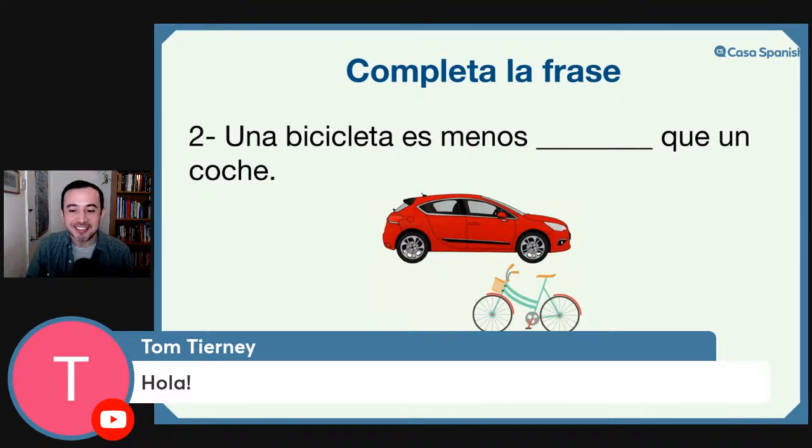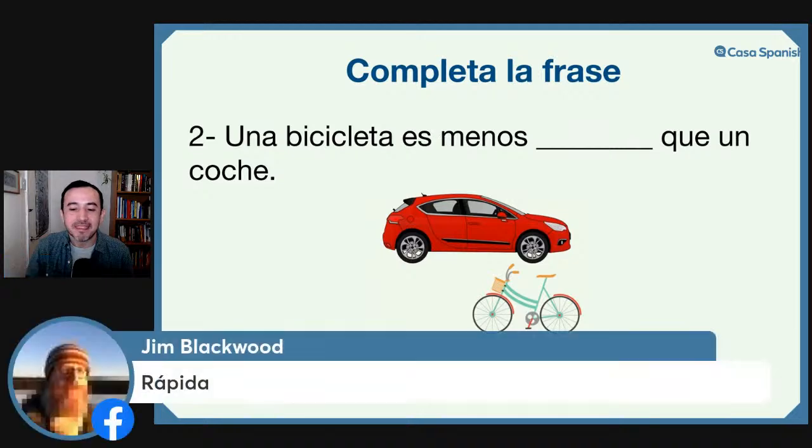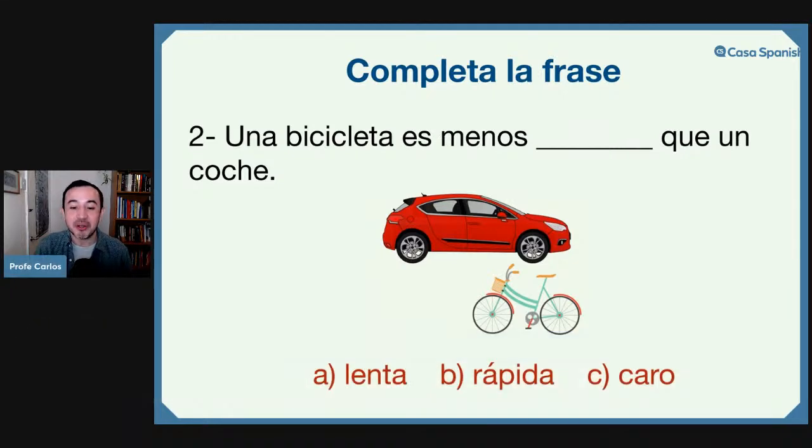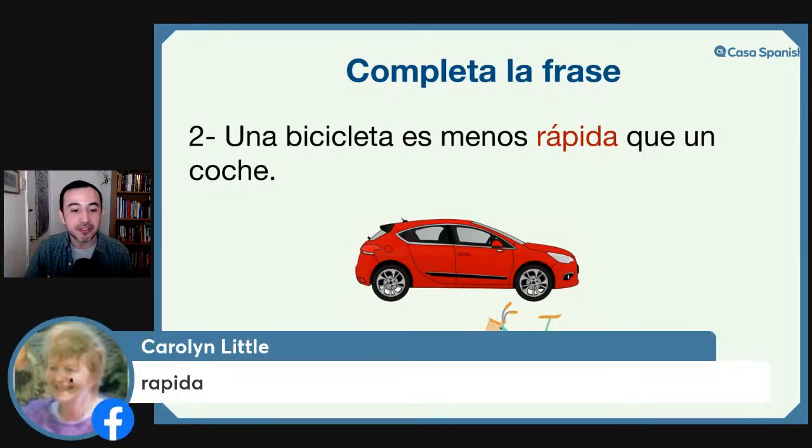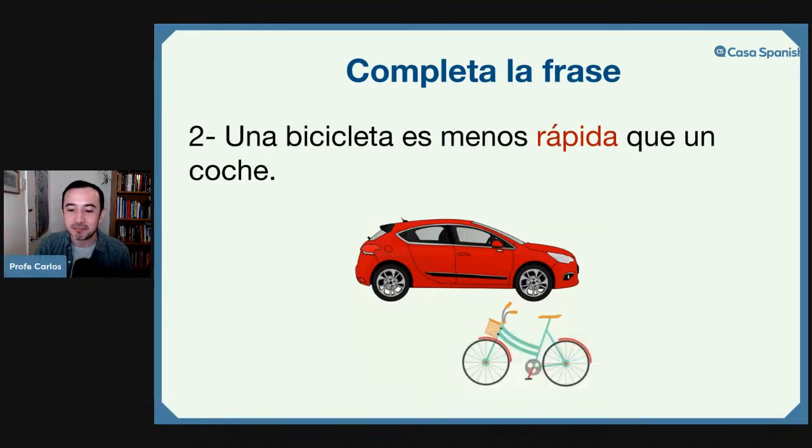Hola, Tom. Yes, good to see you again. What do we have? Rápida. Excelente. Esta es nuestra respuesta. This is our answer. Una bicicleta es menos rápida que un coche. Tenemos a Carolyn. Hi, Carolyn. Good to see you. Thank you for your answer. Excellent. Muy bien. Entonces, una bicicleta es menos rápida que un coche. Next one.